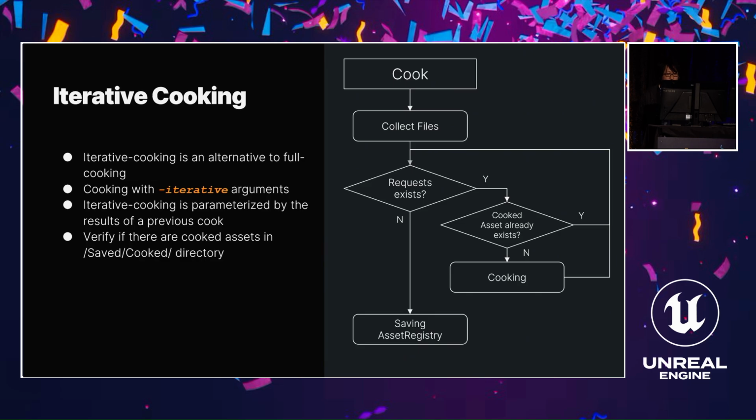Each package with cooked output from the previous cook is then examined to determine whether it has been iteratively invalidated. If it has been invalidated, it will be cooked again, just like in a full cook. However, if it has not been invalidated, it will be iteratively skipped, and the previous output for it is preserved.